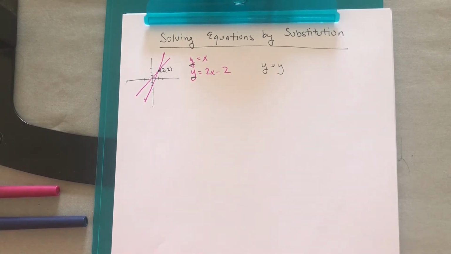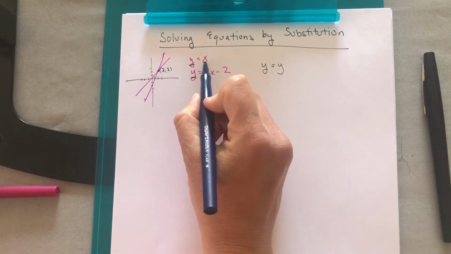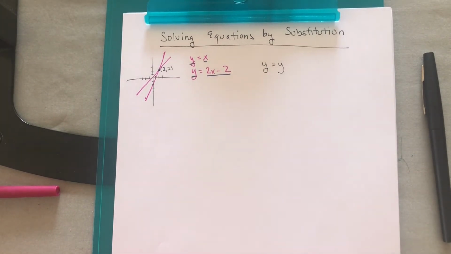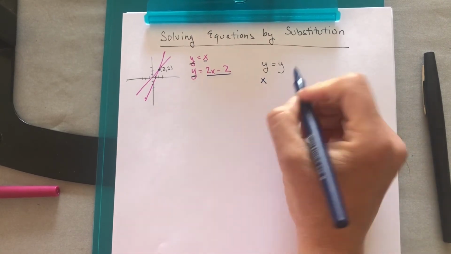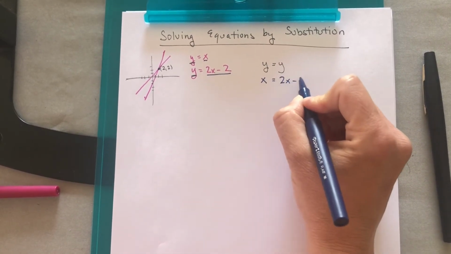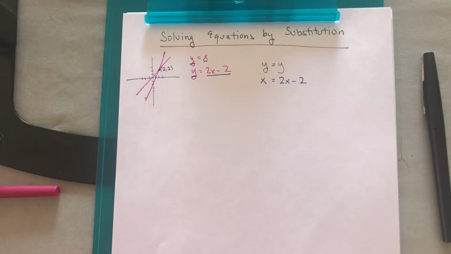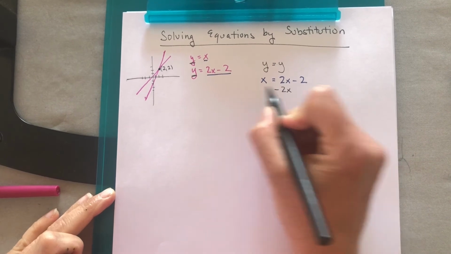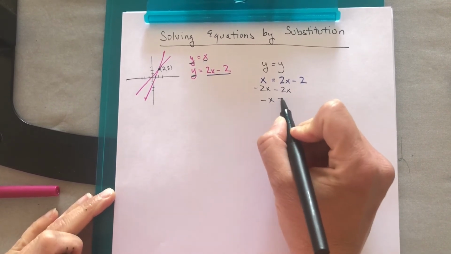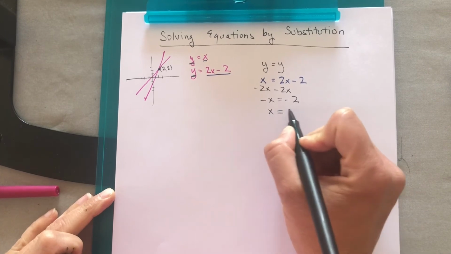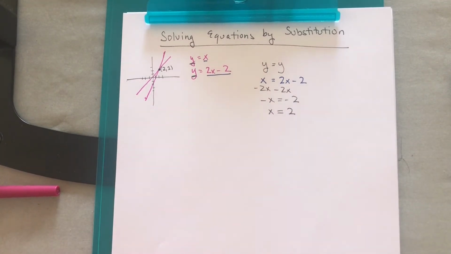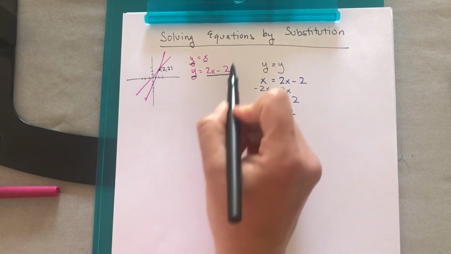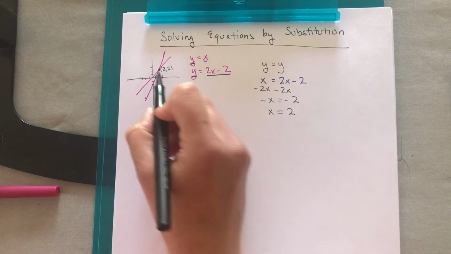What that also means, though, is that if I take the other side of the equation, those would also be equivalent. So x would be equivalent to 2x minus 2. So now I have an equation with one variable that I can solve. x equals 2x minus 2. So I can subtract 2x from both sides. So negative x equals negative 2, which means x must equal 2. So the x value for the solution to the system is 2, which matches what we see on the graph there.